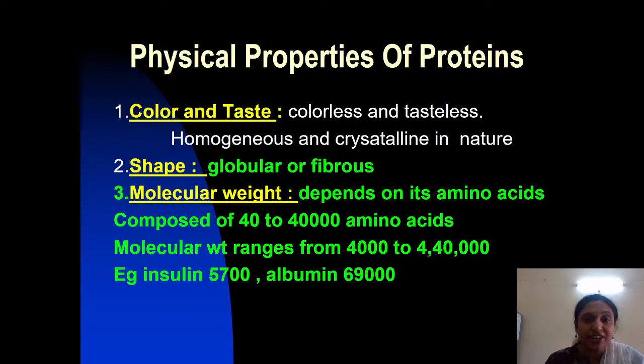Usually the molecular weight ranges from a minimum of 40 to 4 lakhs 40,000, and the number of amino acids varies from 40 to 40,000. An example is insulin, its molecular weight is 5,700, and albumin's molecular weight is 69,000.